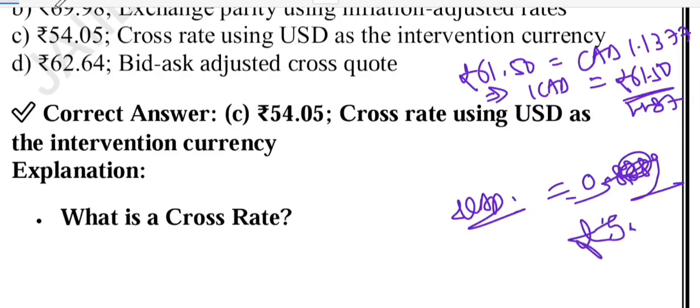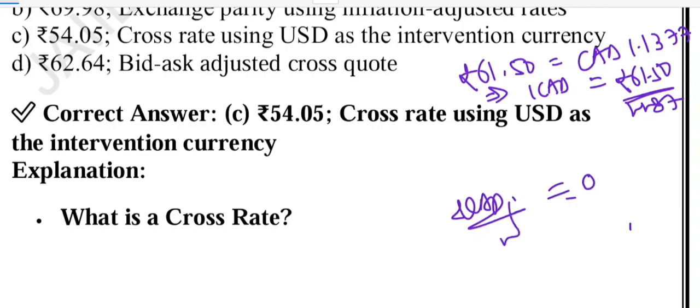Just wait a minute, let me correct it. So if you just equate both of them, you will get 54.05. Fine, you will get how much? 54.05, this much rupees. So 1 CAD, 1 Canadian dollar is equal to 54.05 rupees. That is the correct answer.